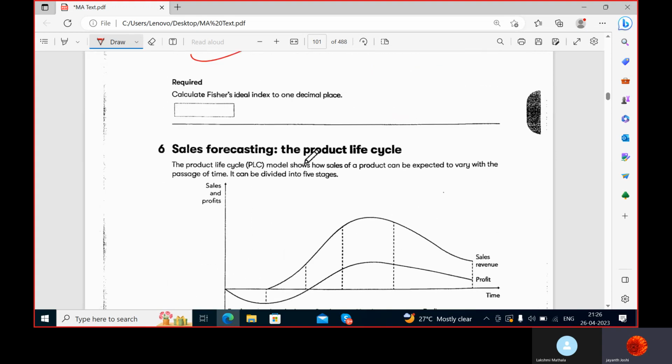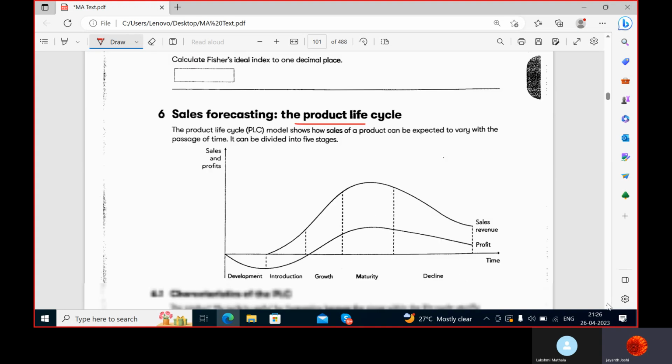This month, sales forecasting and the product life cycle. See, the product life cycle starts from the development stage, then slowly, steadily it's introduced. Then you see growth. Then when it comes to maturity, then decline. Am I right? So this is nothing but the product life cycle. This is sales revenue, and this is the profit, and in between you get all the cost.